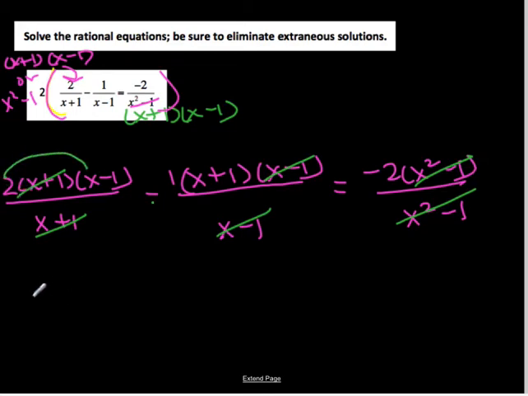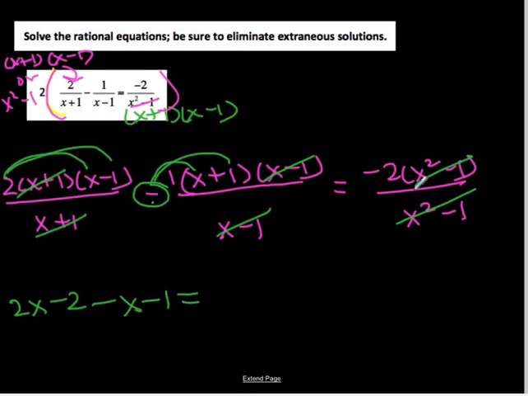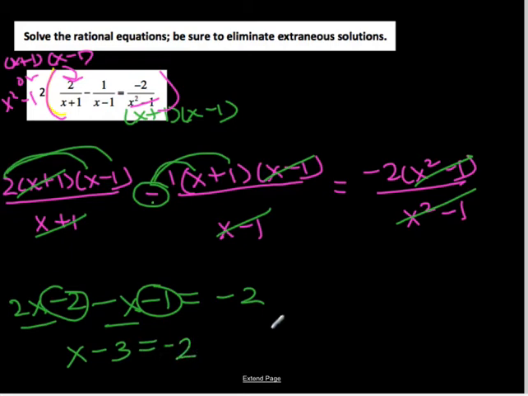Now I'm going to distribute. So I would have 2x minus 2. Now the next thing is, notice it's a negative, so I have to distribute this negative 1. So it's really minus x minus 1 is equal to negative 2. On the left-hand side, I'm going to combine like terms. This will give me x minus 3 is equal to negative 2. Add 3 to both sides. So I will get that x is equal to 1.